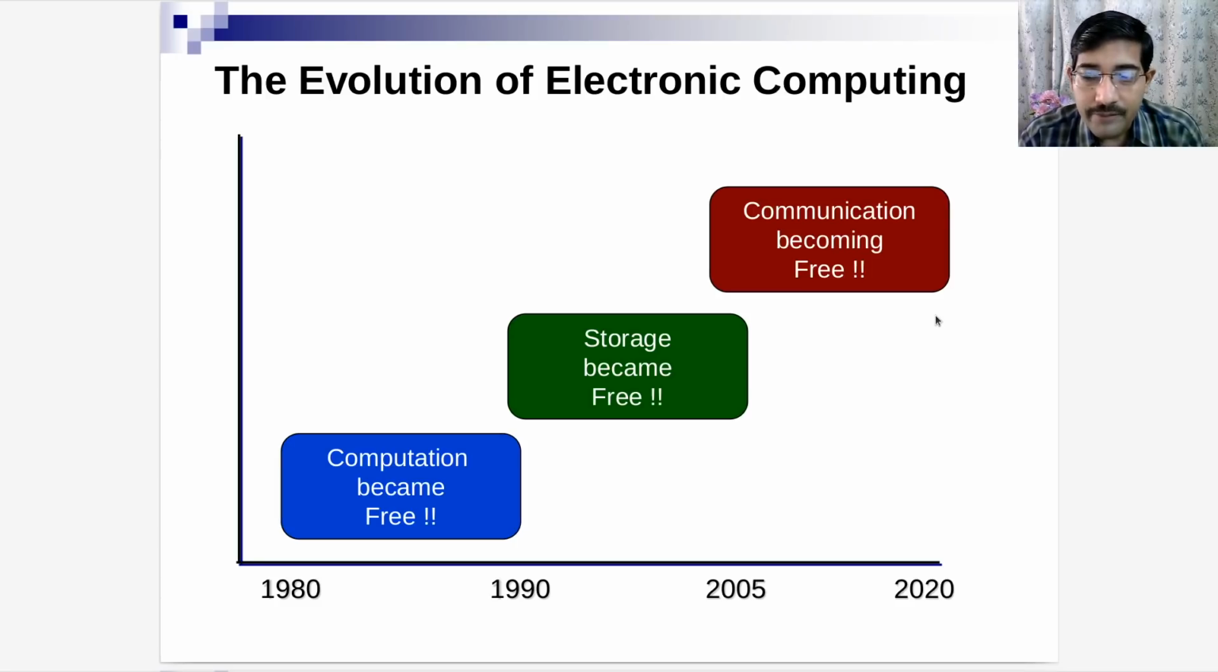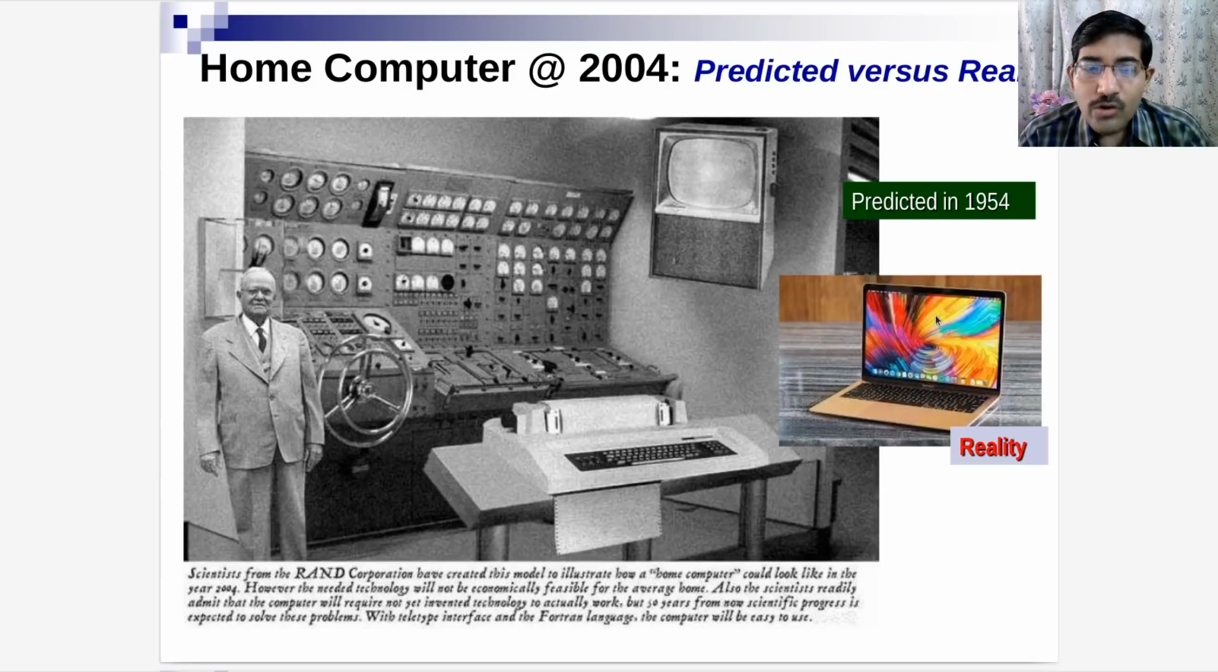To know more details about the history, here is a computer that was predicted in 1954 to be a home computer in 2004, and this was predicted to be the size and scope of computing in the home. But we all have laptops, a minuscule device with enormous power to compute. This is what I mean by computation improving by leaps and bounds.